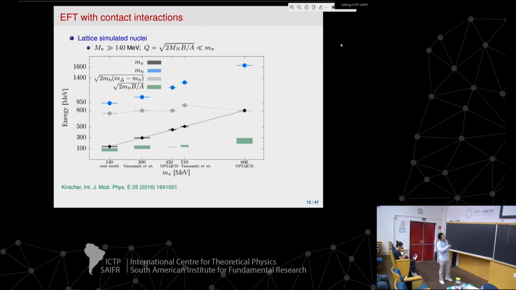So you can see that in the real physical world, these two scales are very similar, right? It means that if you go to heavier systems, you have to have pion exchange degrees of freedom in your calculations. But if you work in this lattice-simulated world, the pion mass is much heavier than the typical momentum scale of your systems. So you can just use pionless field theory to describe those nuclei simulated in lattice QCD, and this has been worked out by different groups. We don't go into details here.